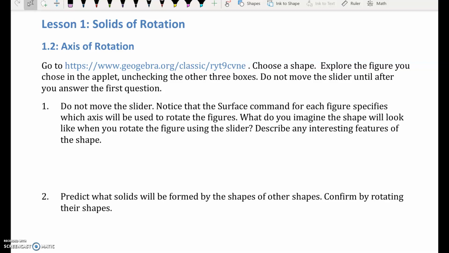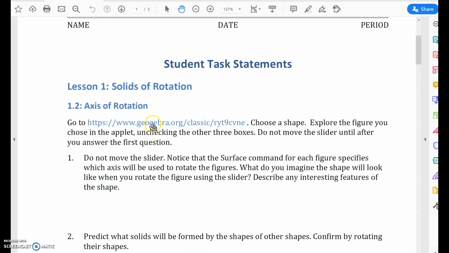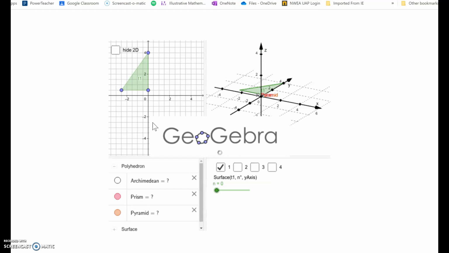Unit 5, Lesson 1. We're going to start looking at three-dimensional geometry now, and we're going to start with solids of rotation, and we're going to talk about axis of rotation and what that is. So the first thing we want to do is go to the GeoGebra site, and I have it linked through the document. So if you click on the document, it'll take you right to the GeoGebra site.